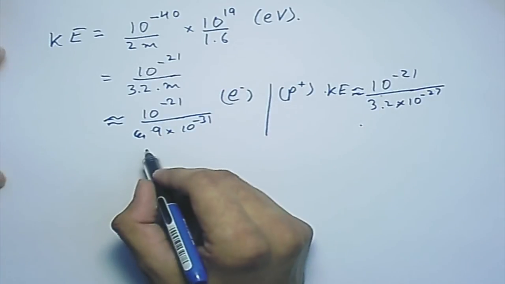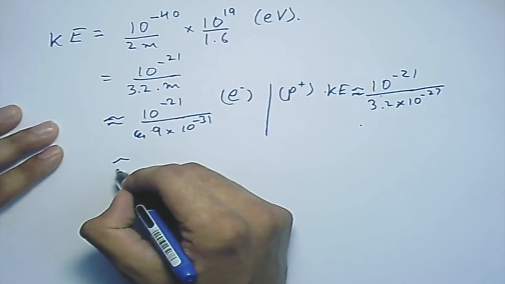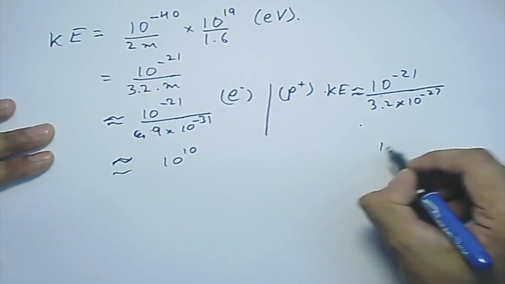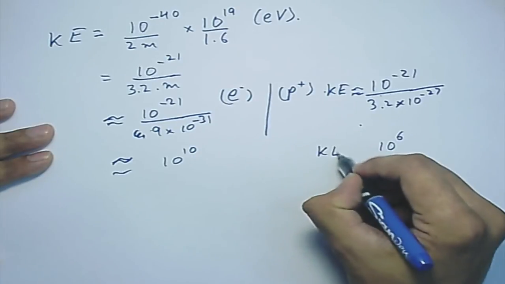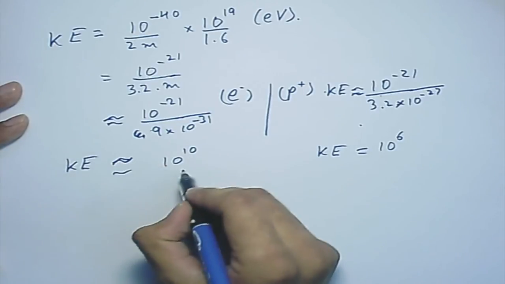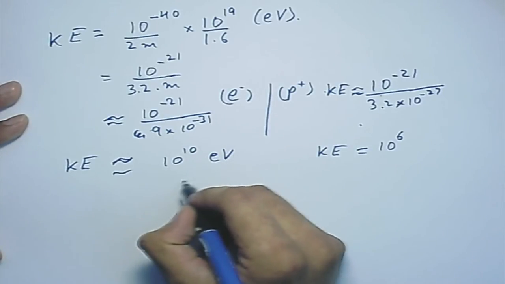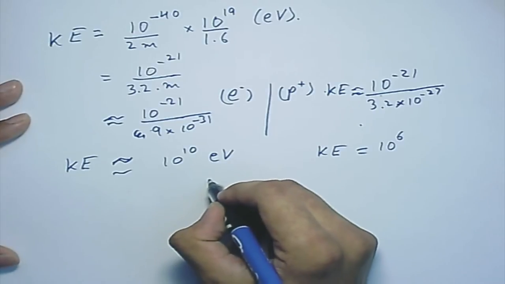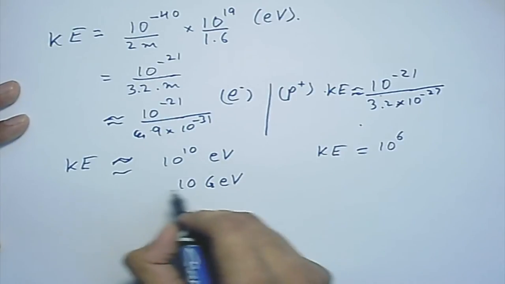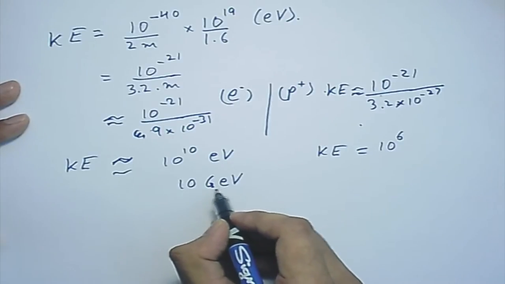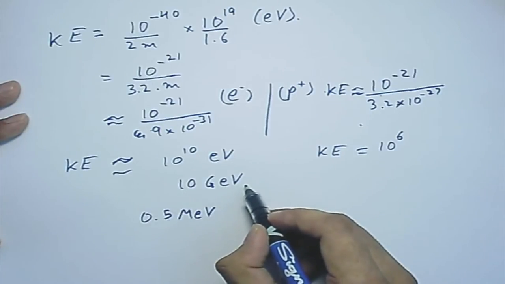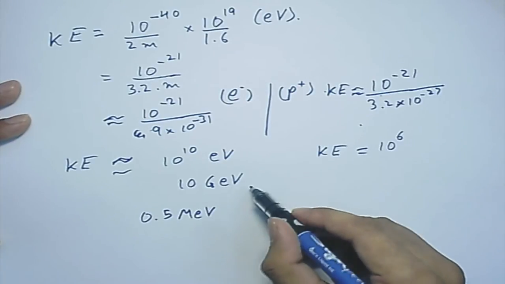So both of them are in electron volts. This one is approximately of the order 10⁹, whereas the other one is of the order of 10⁶. So the kinetic energy of an electron is about this much, which is almost like 10 giga electron volts. This is extremely large. The electron's rest mass is about 0.5 mega electron volts, whereas this is in giga electron volts. This is extremely large and unphysical for an electron to have.